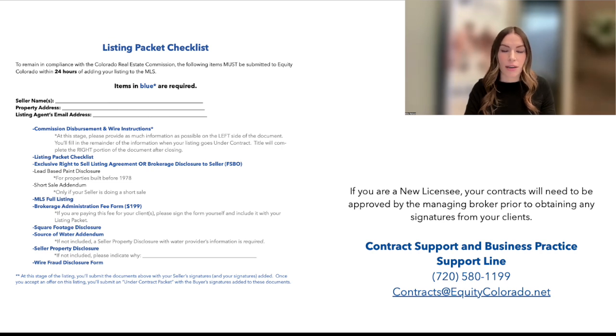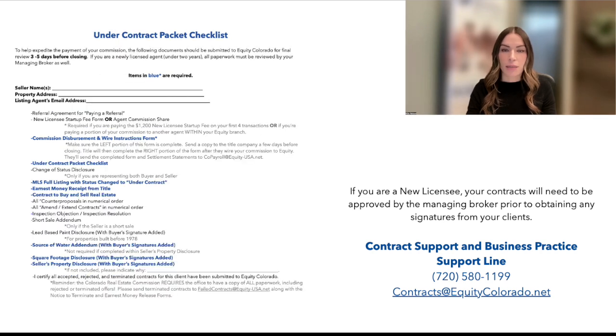Once you accept an offer, you can get started on your under contract packet. This packet does include some of the same documents as your listing packet, but they will now have the buyer's signatures on them, such as the source of water addendum, square footage disclosure, and the seller's property disclosure. Under contract packets need to be submitted to the compliance team a week before closing for final review.